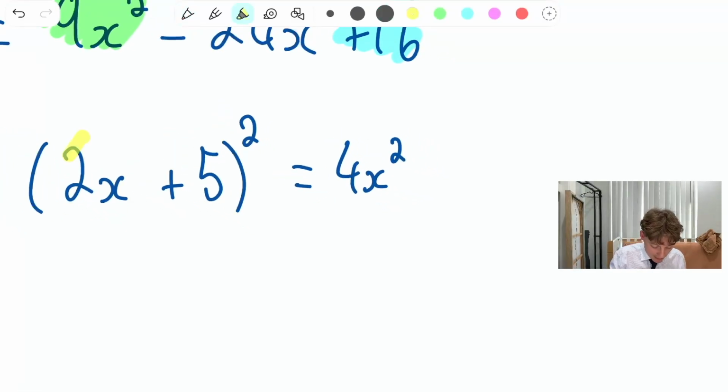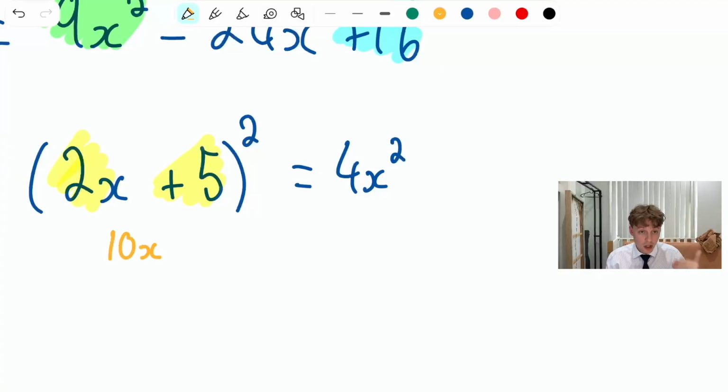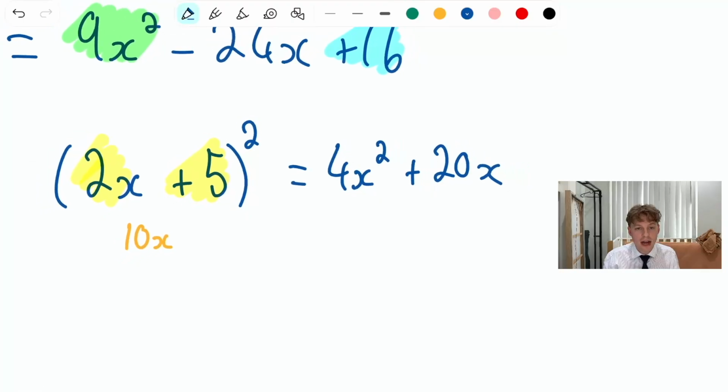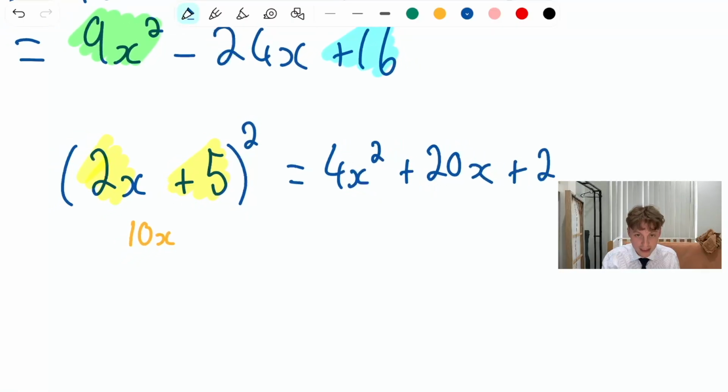So I'm multiplying my 2x by my 5. Well, 2x multiplied by 5 is going to give 10x. And I'm going to double that term. If I double that term, well, 10x times 2 is going to give me positive 20x. And I now square the last. 5 squared gives positive 25. That is my answer. That is the fast way to expand any perfect square.